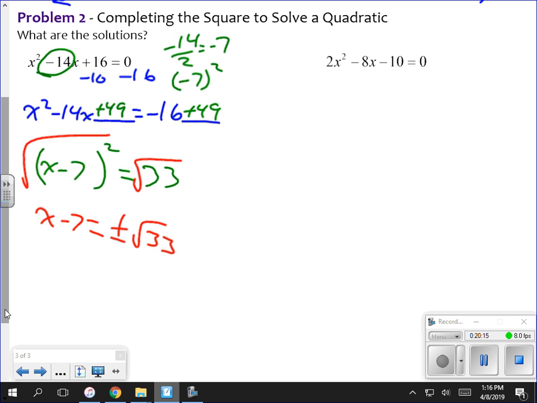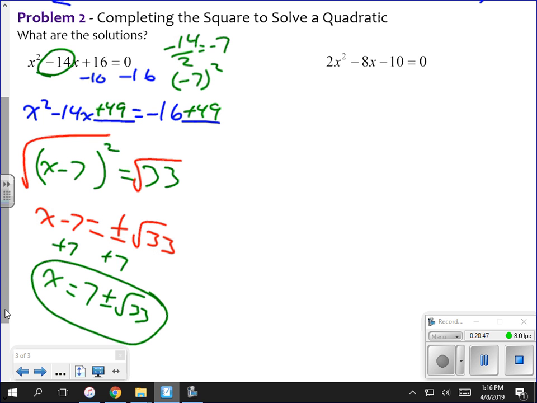My next step, I have to get x by itself, so I change colors here. I add 7 to both sides. So I get x, because I added 7, so I get x equals. I cannot combine the square root of 33 and 7 together, so I get 7 plus or minus the square root of 33. That is my answer.